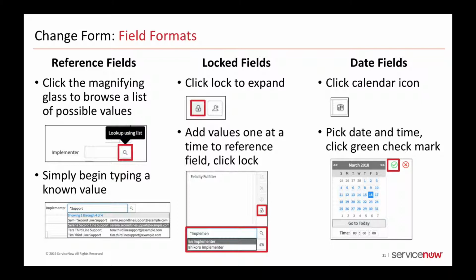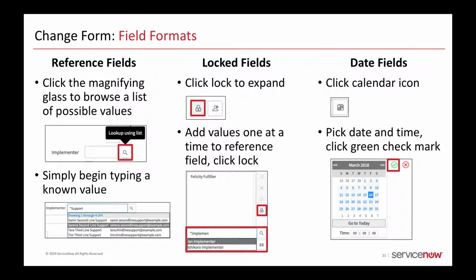Expand fields with a lock icon to add multiple reference values to one field. Using the reference field, select a value, then repeat as required to find and select all values you want to add. After you have added values, click the lock icon again to collapse the field with your added values.